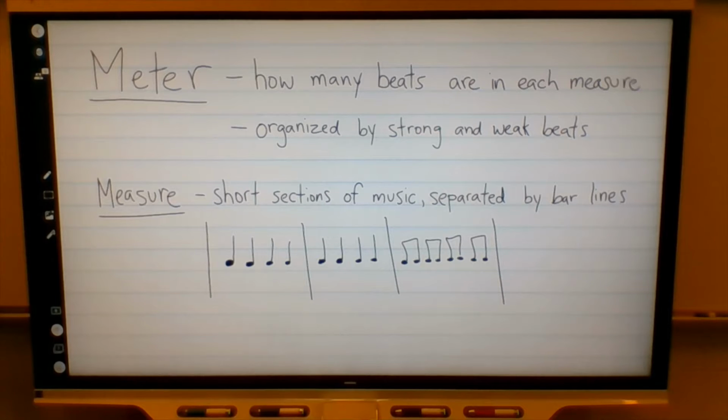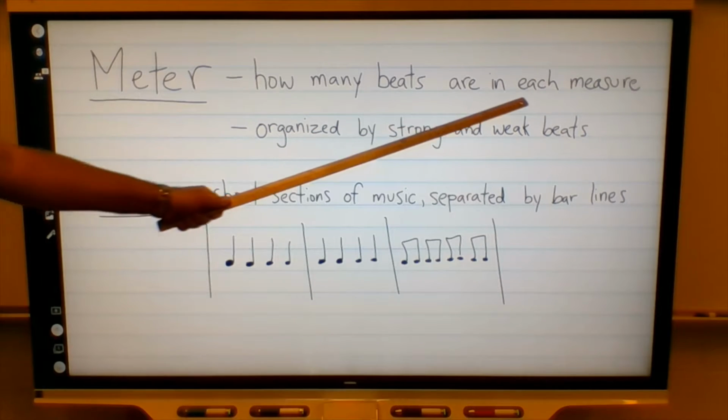Hi everybody, today we are going to practice reading different meters and time signatures. So quickly we're going to review what is meter and what are measures and what are time signatures, and then we'll get on to our practice. So first we have meter. Meter is the music term for how many beats are in each measure.